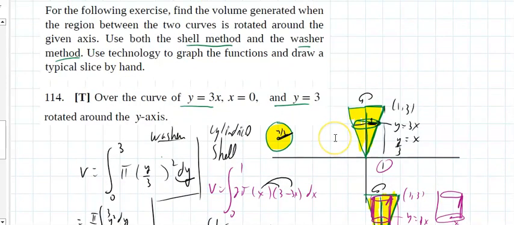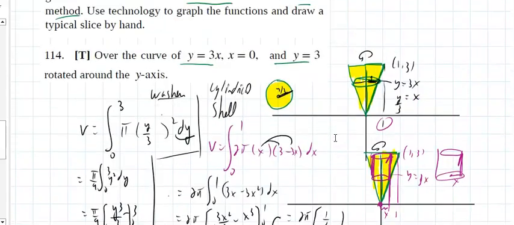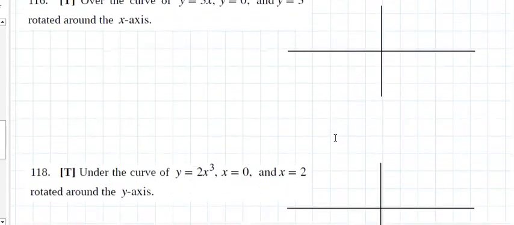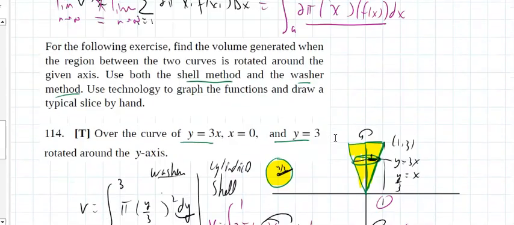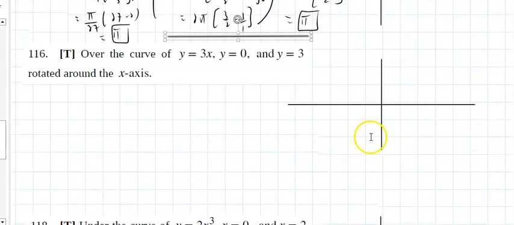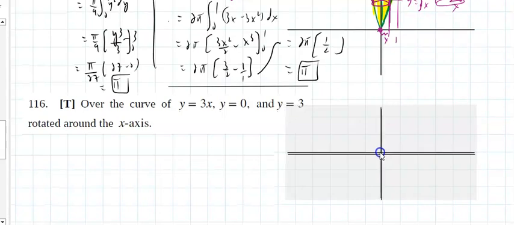So we're going to focus on the shell method here. I'm going to set up both of those, of course. 114. What's the difference? The same problem, the same graph, but we're going to rotate it about the x-axis.